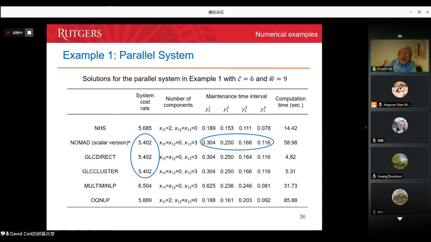Okay, so we've solved this problem. Is it a good solution? I think so. 3 of the solvers went to the same solution. Can I prove that it's optimal? No.